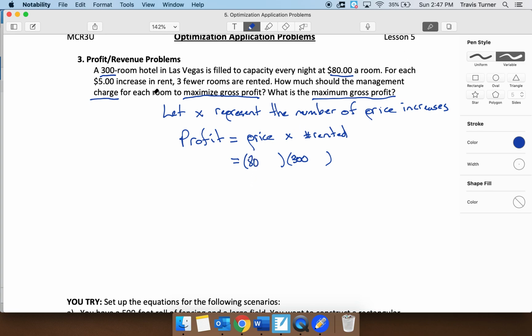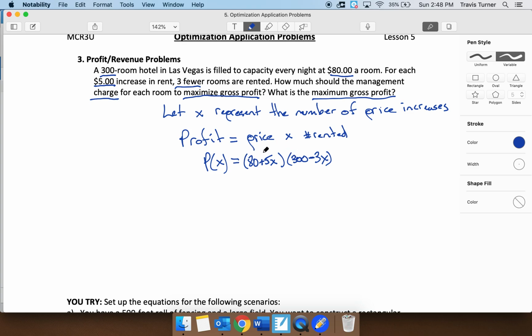And then it says for each $5 increase. So again, $5 increase in rent. So that's part of my price. So I'm increasing it by 5, but I don't know how many times I'm going to increase it. So I'm going to put my x there. And then every time I increase it, I get 3 fewer rooms. So that's the number rented. So minus 3x. And that's it. That gives you your profit expression that has price times the number rented. And because it's a function, I'm going to write it as P of x for profit of x.